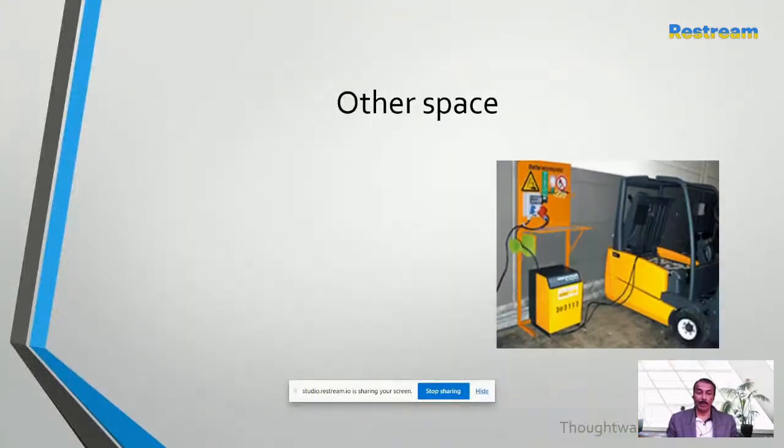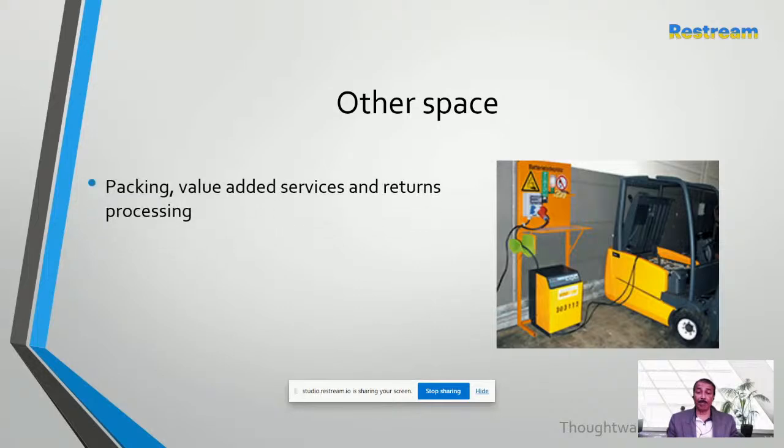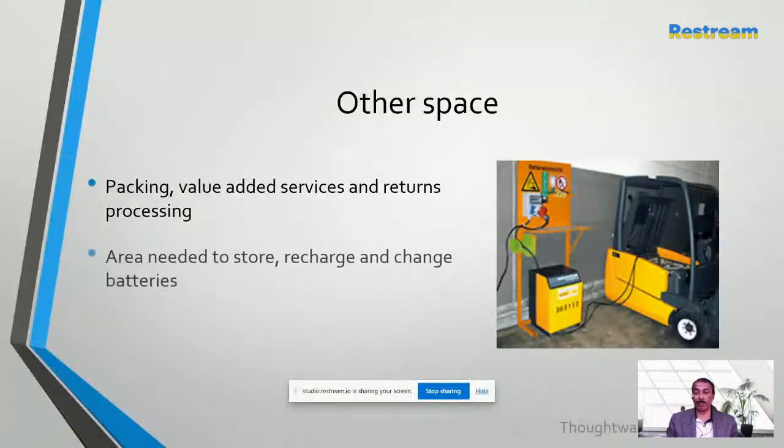Of course, you need to have other kinds of spaces like packing, value-added service, and return processing. There should be a plan whether you are going to do this activity or not. You have to reserve some small space. Of course, most of the warehouses are going to handle packing, and in the case of a fulfillment center, value-added services are going to happen. And nowadays, more and more return processing is also going to happen.